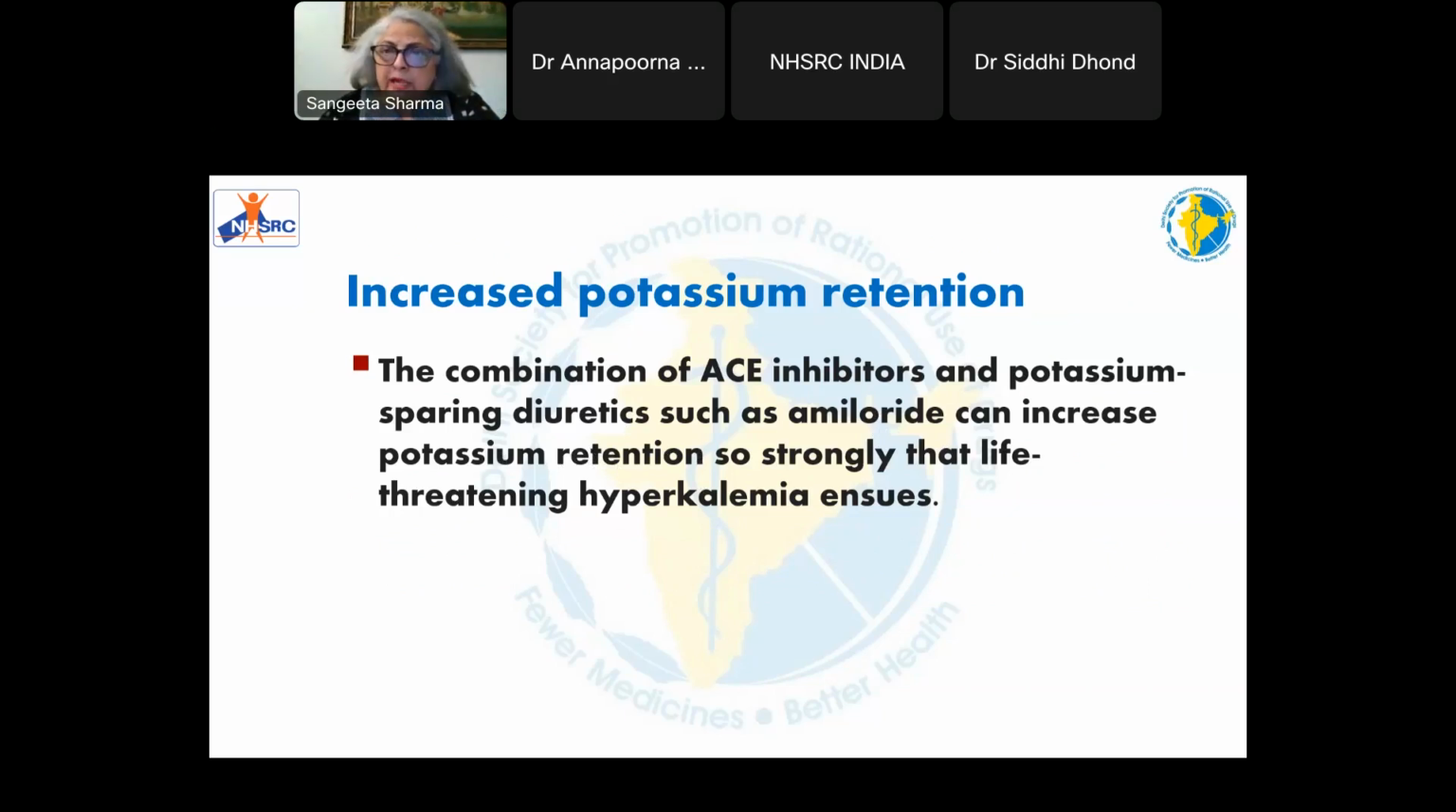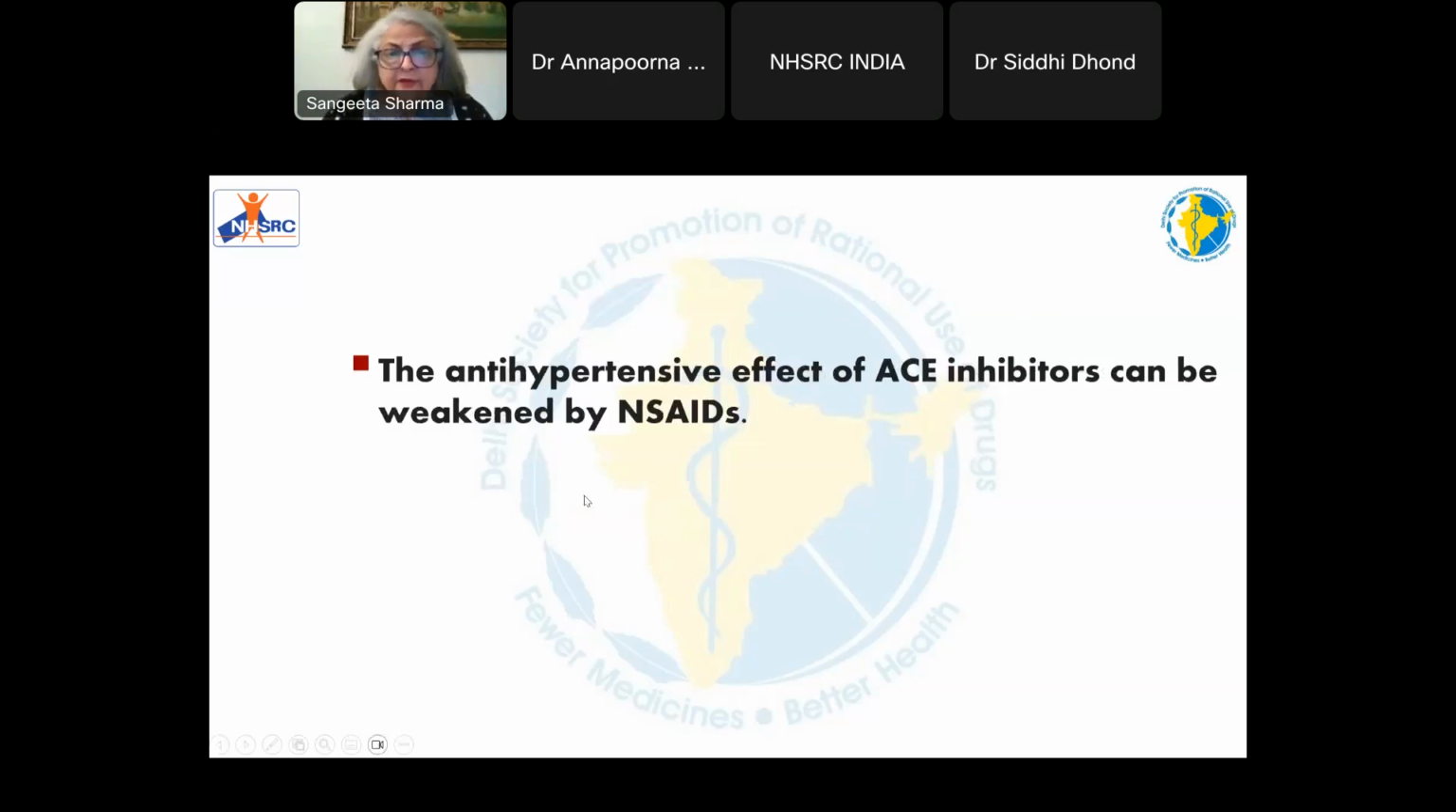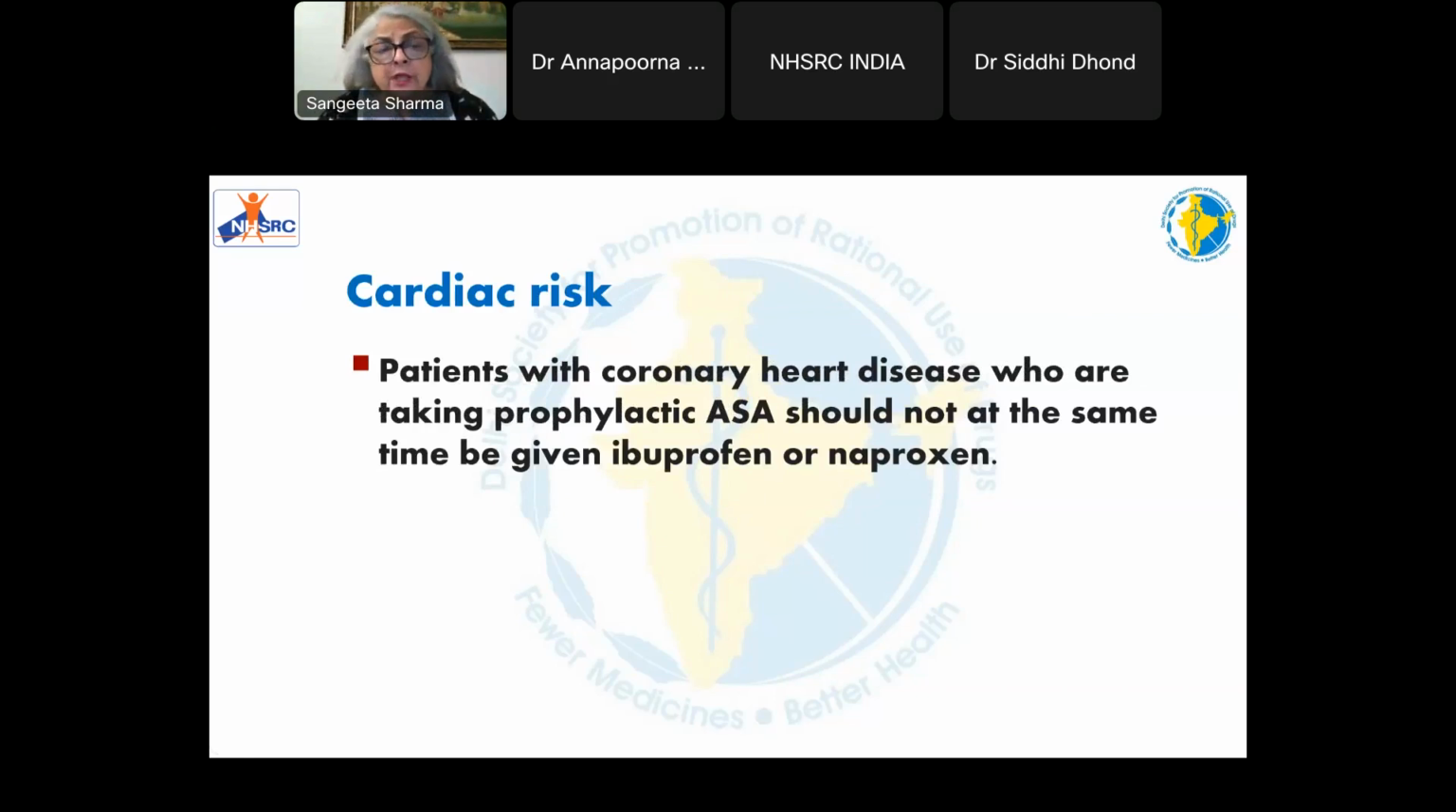We know both hypokalemia and hyperkalemia can be life-threatening. So we need to be very careful about this interaction taking place between ACE inhibitors and potassium sparing diuretics. Then again, the antihypertensive effect of ACE inhibitors can be weakened by painkillers. Painkillers cause fluid retention, and by increasing the fluid retention, they can nullify the hypotensive effect of ACE inhibitors. Like this, there may be an increased cardiac risk if patients with coronary heart disease who are on prophylactic aspirin are given ibuprofen or naproxen. So there is an interaction taking place.